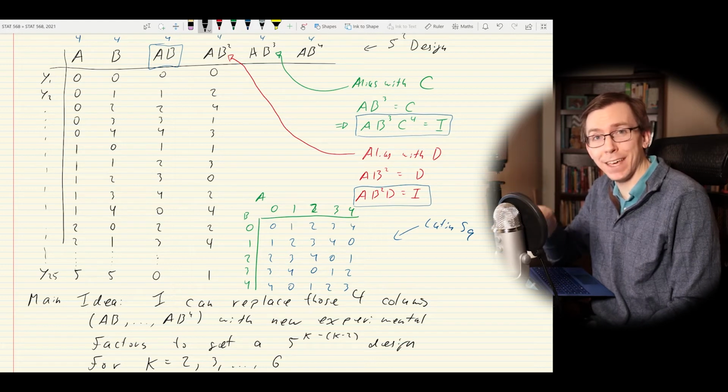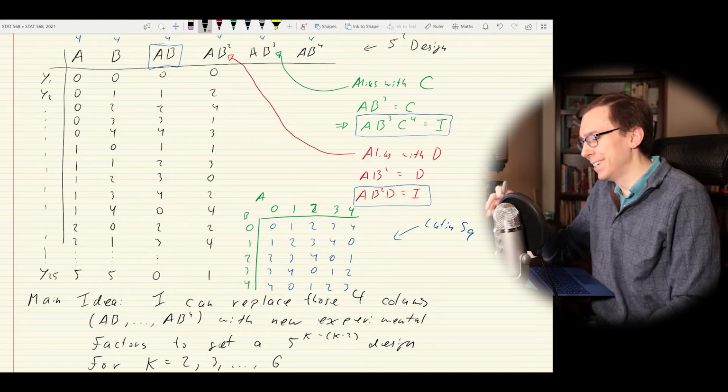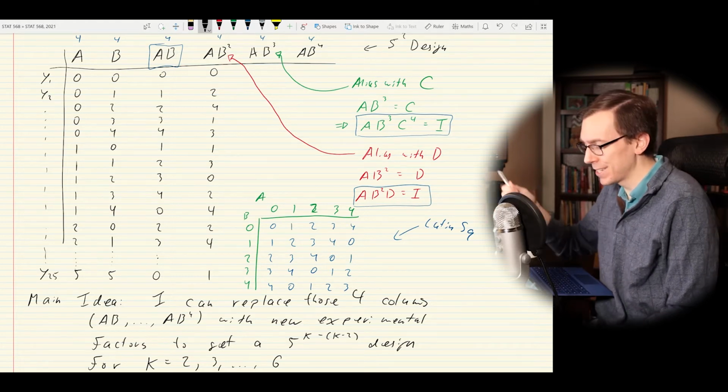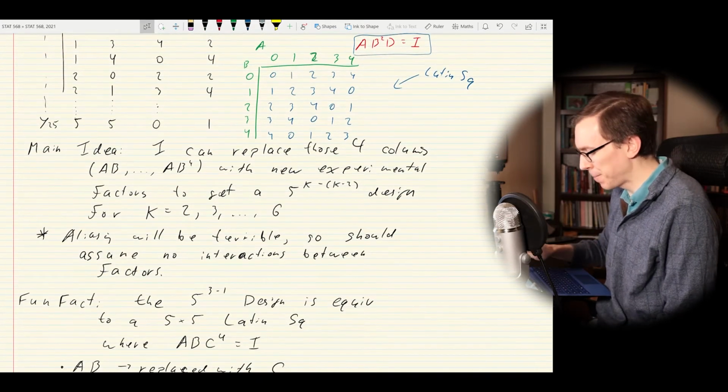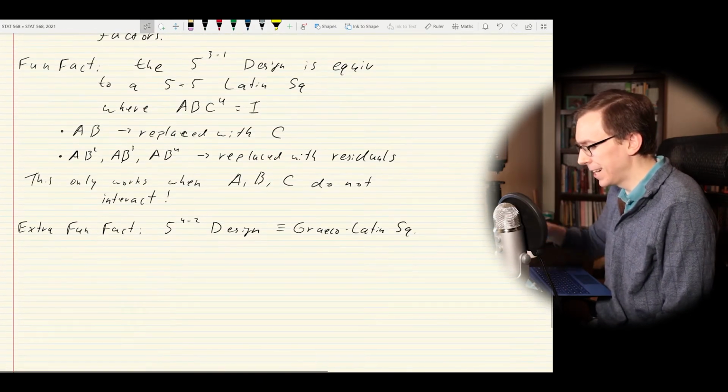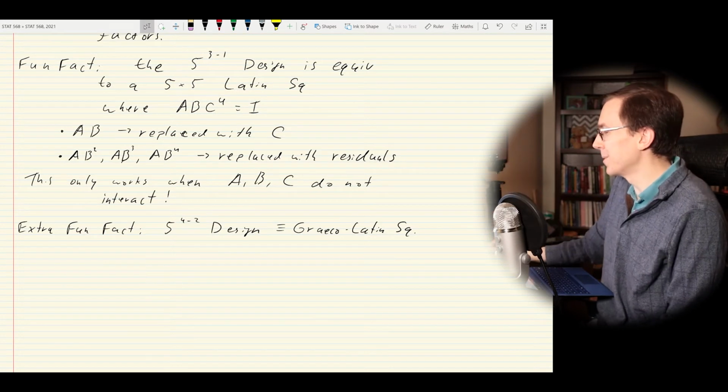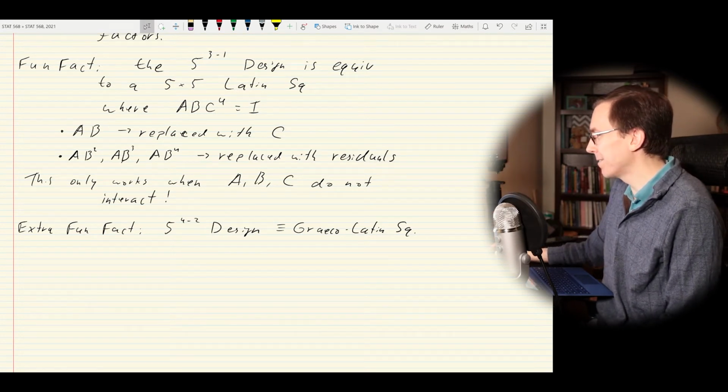This is something that fails when you don't have prime numbers for the factor levels, and you can run into trouble. You can still get away with it if you have a power of a prime, as I mentioned. But yeah, that's more or less what I wanted to tell you about the 5-level design.